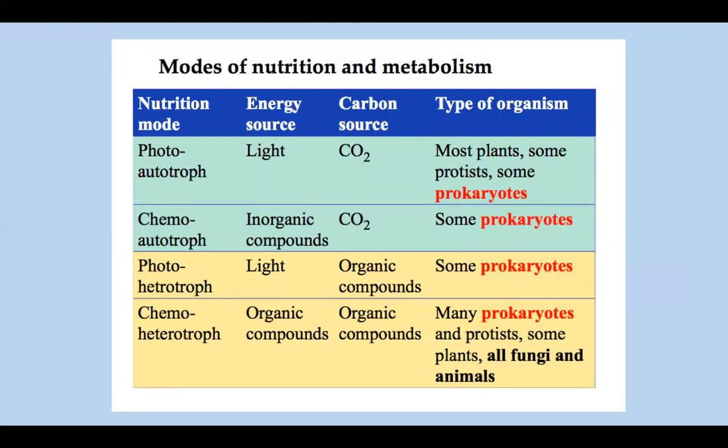Photoautotrophs and chemoautotrophs are both autotrophs because they use CO2 to make compounds. Photoheterotrophs and chemoheterotrophs are both heterotrophs because they use organic nutrients to make compounds. Photoautotrophs and photoheterotrophs are both phototrophs because they get their energy from light. In contrast, chemoautotrophs and chemoheterotrophs are both chemotrophs because they get their energy from chemicals. It's a lot of vocabulary, so just make sure you are comfortable with it.